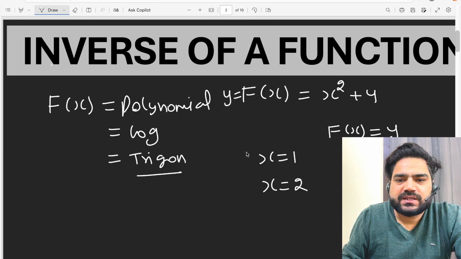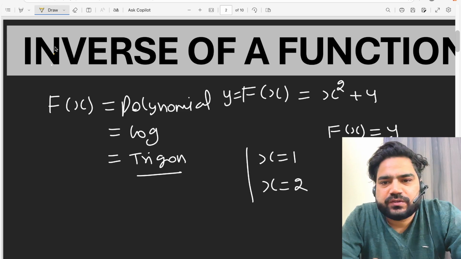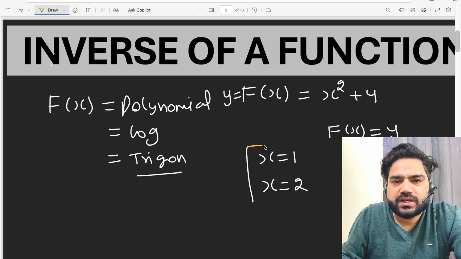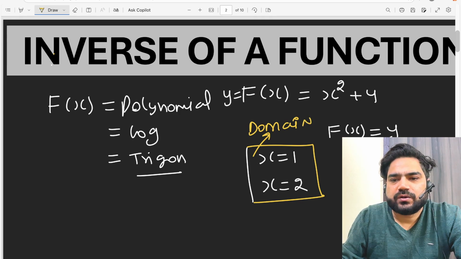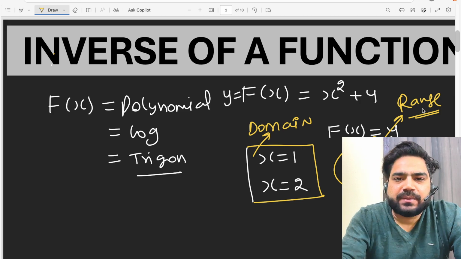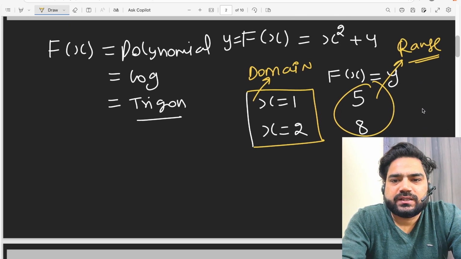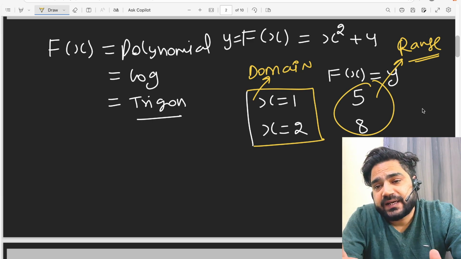So this is a function, but when we do the inverse of this... In this function, the values of x that we put, 1 and 2, are known as the domain, and the values that we get are known as the range. So this is domain and range. In a simple function, the value that we put in is the domain and the value that we get is the range.